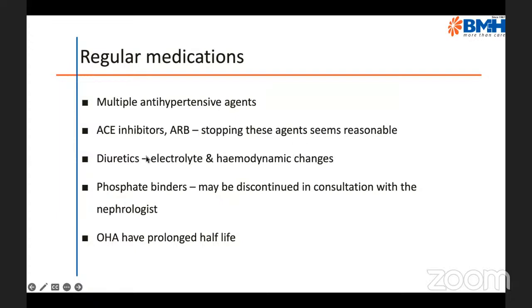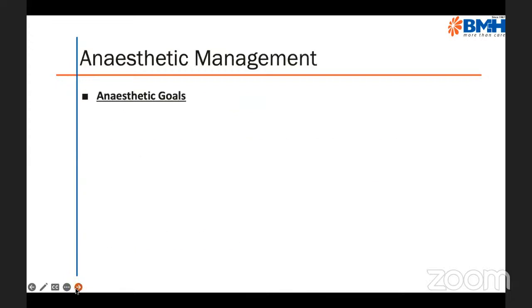So whether it has to be continued or not, you have to discuss with the team. And phosphate binders, most of the time the patient will be on oral phosphate binders. They have to be discontinued in consultation with the nephrologist. And please note that oral hypoglycemic agents have a prolonged half-life in CRF patients.